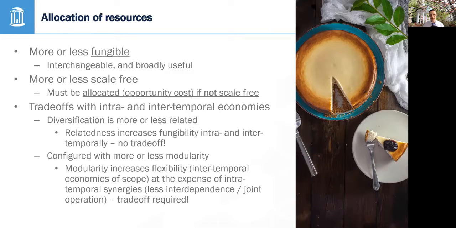Diversification that's more related or with higher fungibility of resources between uses increases that fungibility intra and intertemporally. So there's no trade-off there with relatedness. In terms of modularity, that does create a trade-off between inter and intra-temporal economies. So the more flexibility you create through modularity, the fewer synergies that you'll be creating.